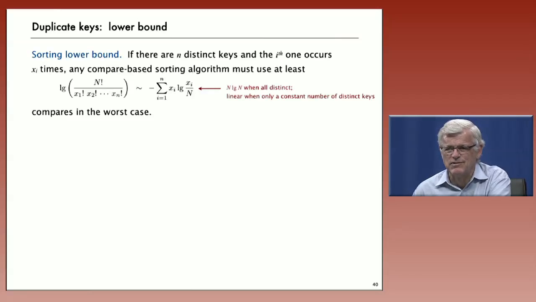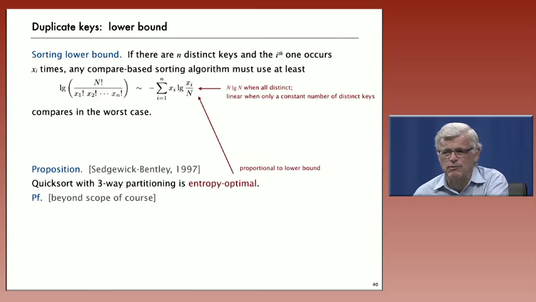So, for example, this is a rather complicated formula, but not too bad. And it says that if you know that the ith key occurs xi times, you can write down a lower bound for the number of compares that are going to be required in the worst case. And what's interesting about three-way partitioning is that the number of compares that it uses is equal to this lower bound within a constant factor. So that's entropy optimal. What that means is whatever the distribution of equal keys in there, this is going to use a number of compares that's proportional to the best that you could possibly do.